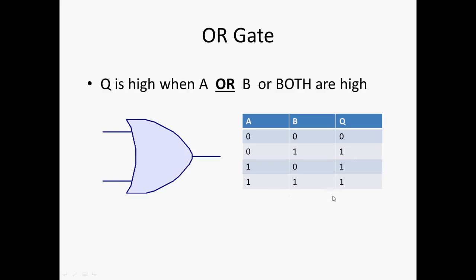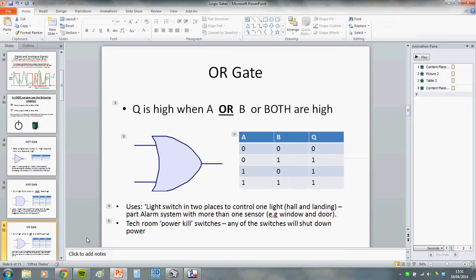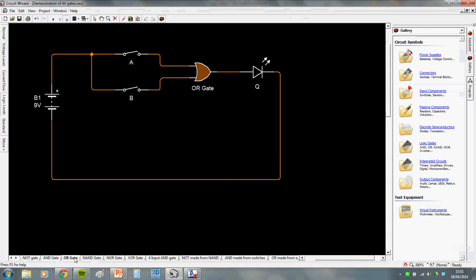Just because both of them are on doesn't change anything. Ask yourself the statement, is A or B on here? Well, yes, both of them are, but one or the other is on as well, so that's why it's on. So that's what an OR gate does. I'll show you that in the circuit. It looks a bit like this.